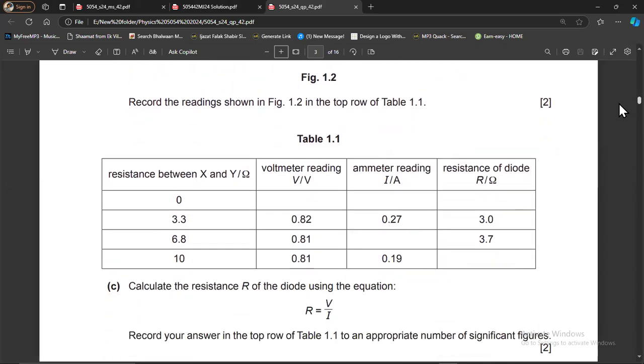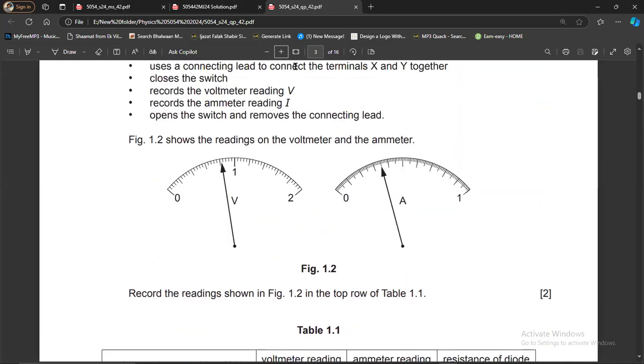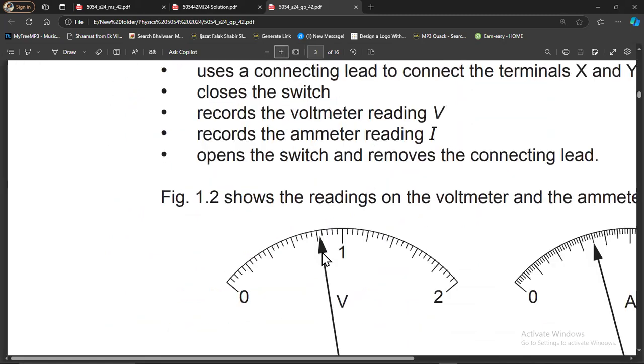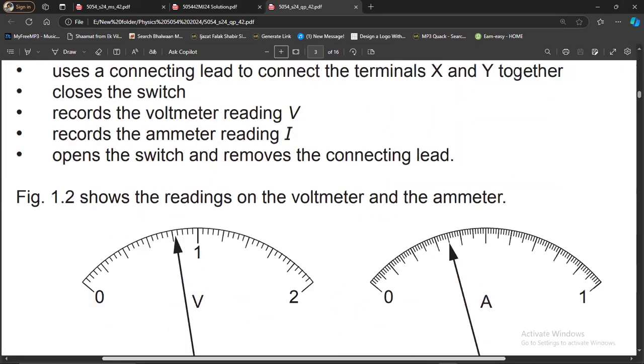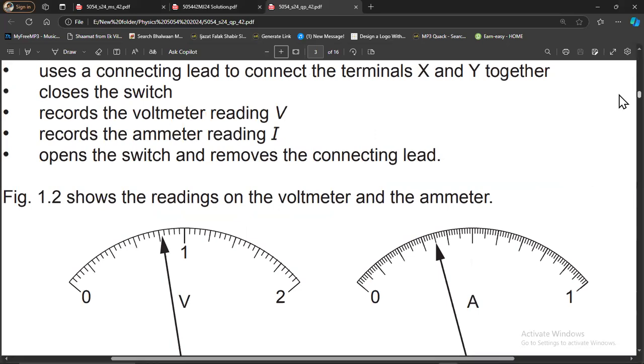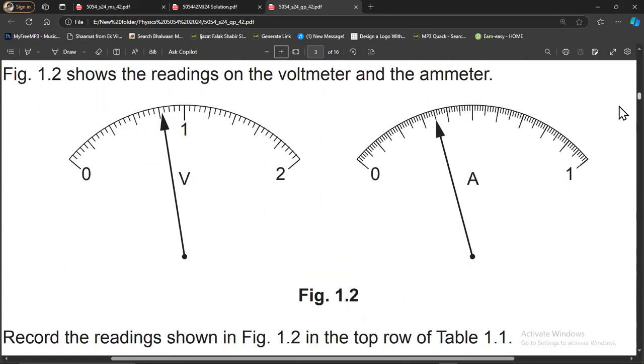So here we have table 1.1. We have to note down how much is the reading of the voltmeter and what is the reading on the ammeter. Here we will increase the size so you can see. So this reading, which is on the voltmeter, is, so this is 0, 0.2, 0.4, 0.6, this will be 0.8, and this is 1.